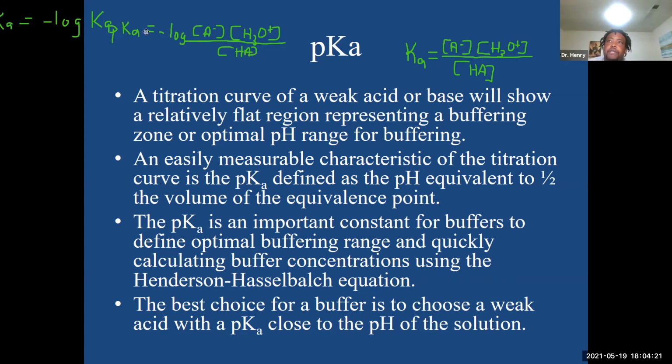Okay, so if we work this out a little bit further, we'll get pKa equals, we know that when we have two things multiplied by each other, it's the same thing as adding logs: minus log of the concentration of the hydronium ion minus log of the concentration of A over HA.